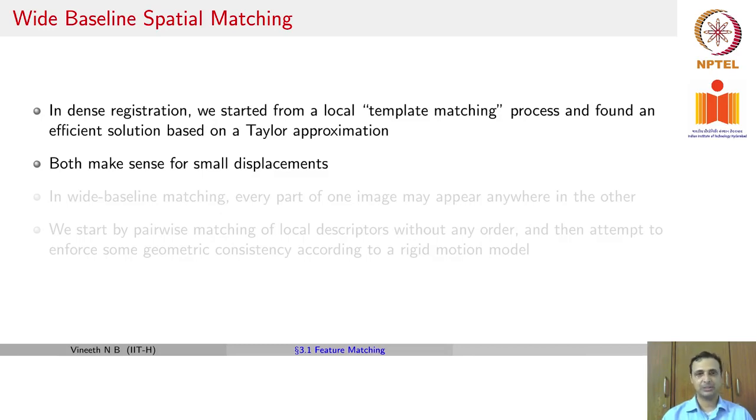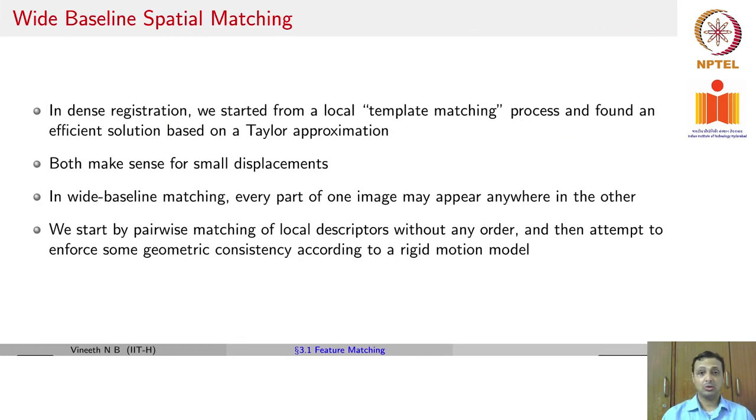In wide baseline spatial matching, there's a difference from the dense registration. Just to repeat again, in dense registration, we started from a very local template matching process, and we found an efficient solution based on a Taylor approximation. Both of these make sense only when you have small displacements. But in wide baseline spatial matching, we're going to assume now that every part of one image may appear in any part of the second image. It's no more a small displacement.